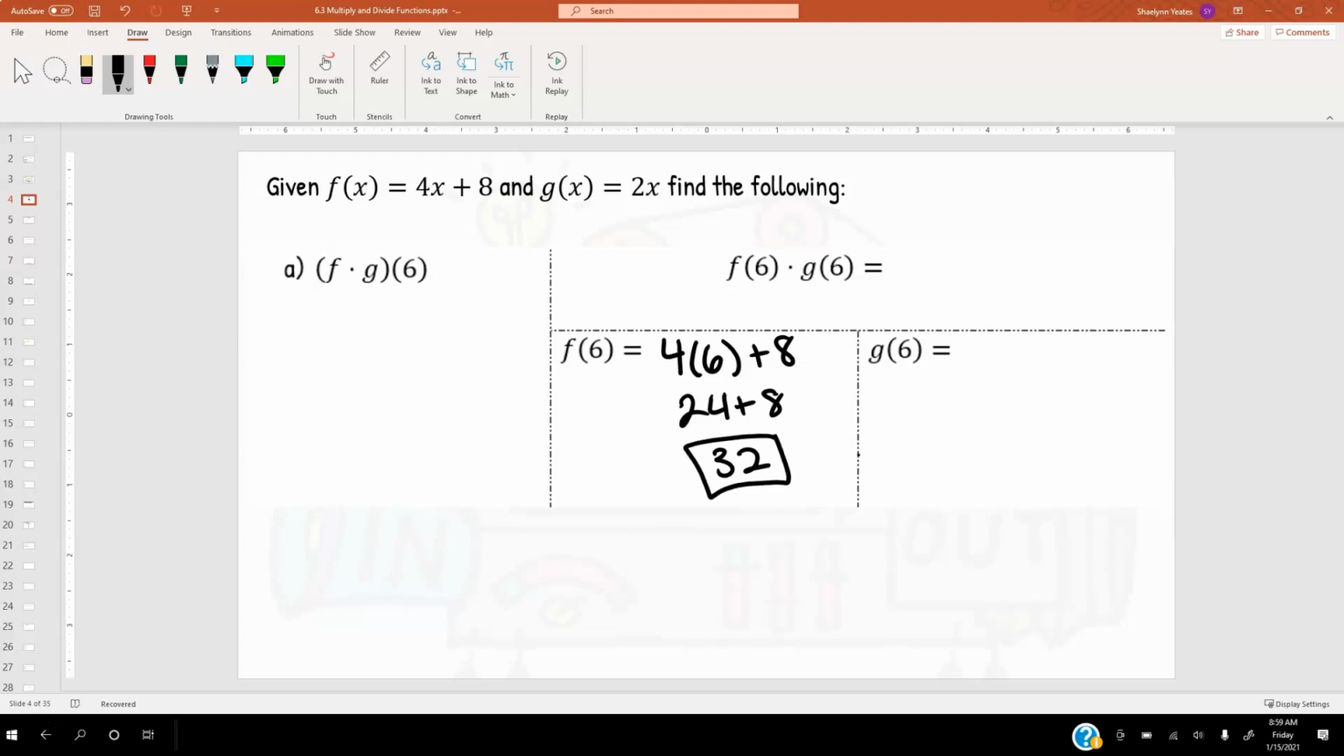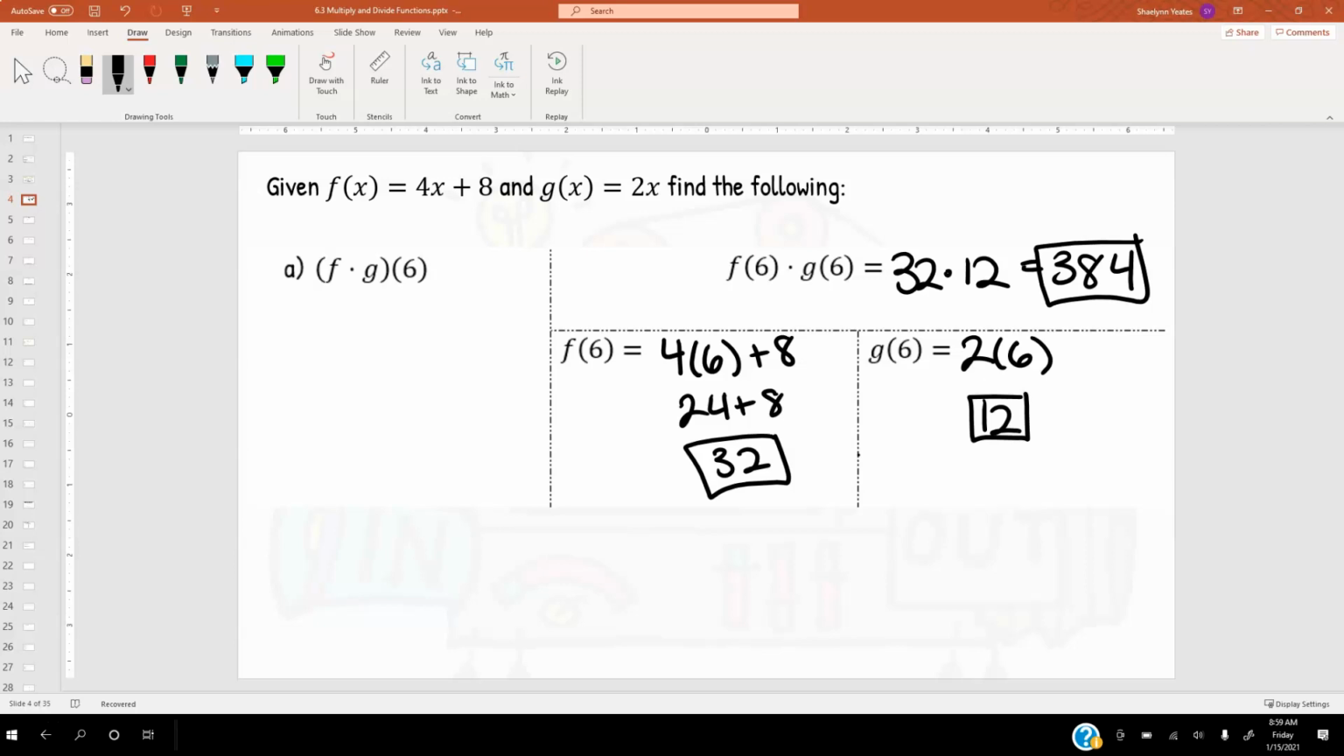Then g of 6 would be 2x, which is 2 times 6, which is 12. So to find f of 6 times g of 6, we will take 32 times 12. We get 384. Okay, so that's if we do it piece by piece.